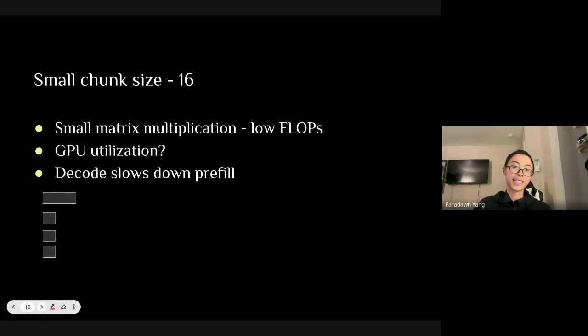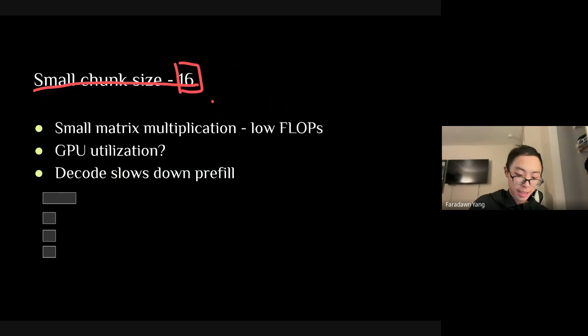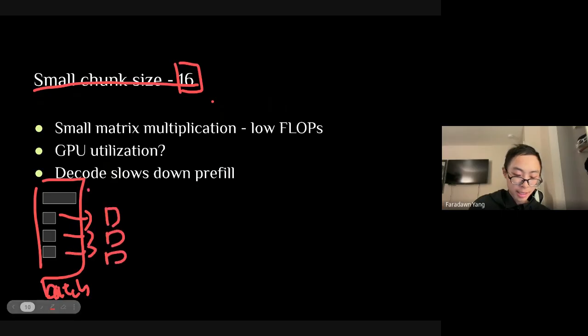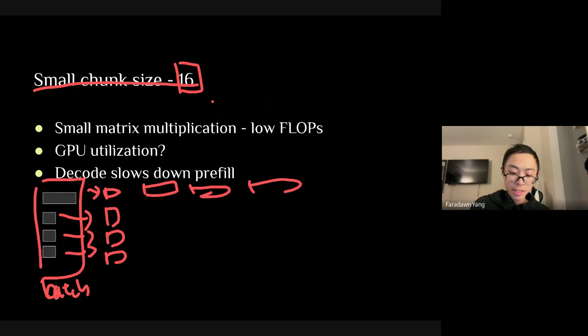Then how about we use a small chunk size, say 16 tokens. Then every batch, the decode can output tokens very fast. The generation is happy. But what about prefill? Prefill will need to be chunked into multiple parts, so the prefill will be slowed down.